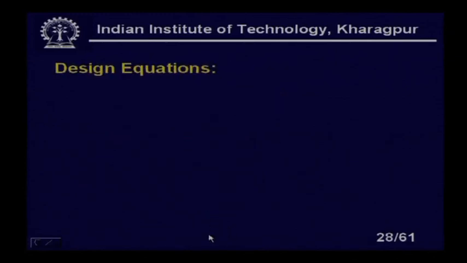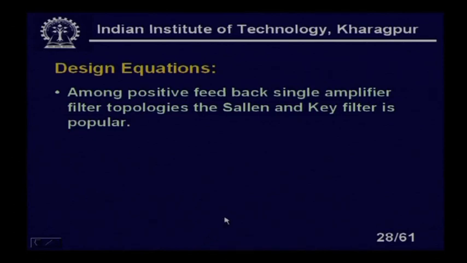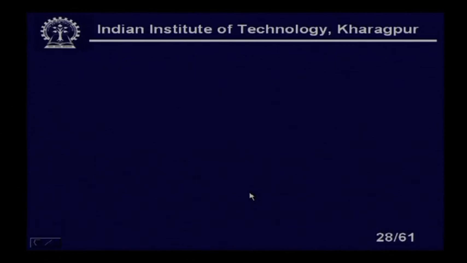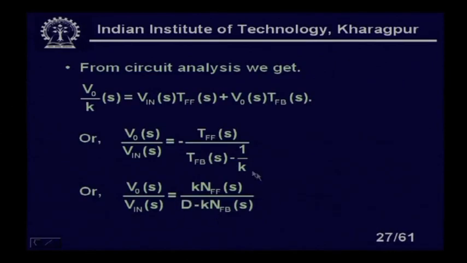So, let us look at the design equations. Among the positive feedback single amplifier filter topologies, we are not discussing this in detail, we will discuss it when we consider the circuits. We will find that in the enhanced negative feedback topology, we will get some tremendous advantages, which we will not get in either the positive feedback topology or the simple negative feedback topology, right. Now, let us come to the practical circuits, which we will realize based on single amplifiers, that means a practical second order filter circuit, which is built around an op amp, right.